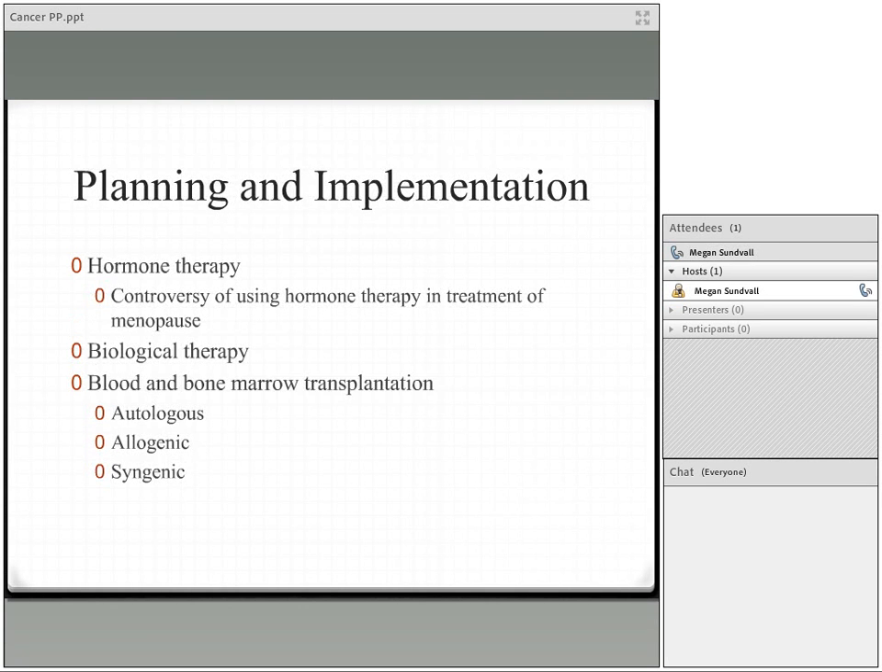Great. Next, we move on to hormone therapy. Here, the goal is to prevent stimulating the growth of any cancer cells at the tumor site itself and those that have migrated or metastasized to other parts of the body. They can go to surgery to remove different organs, or they can give other medications to help with this. There's a lot of controversy over hormone therapy in the treatment of menopause, and this is because it can increase the risk for cancers.